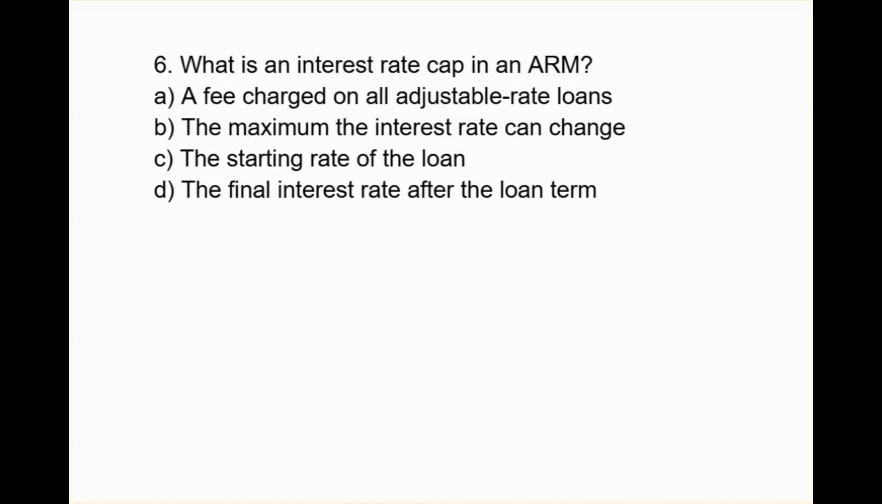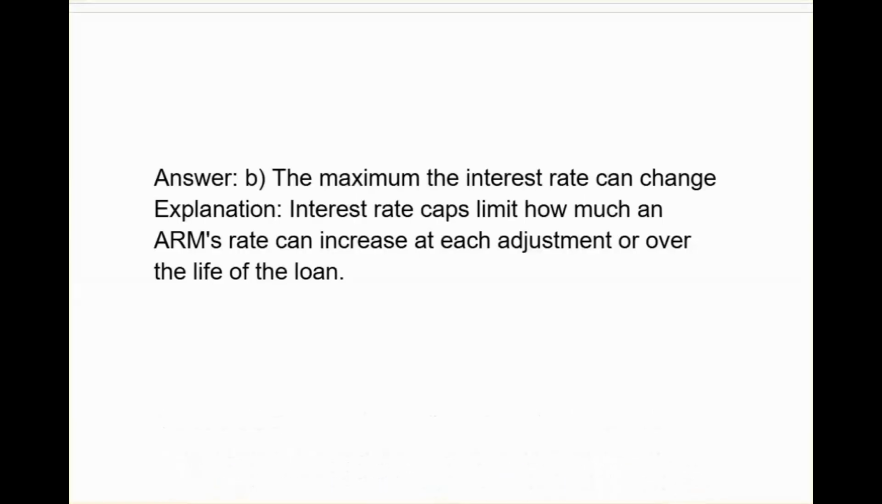What is an interest rate cap in an ARM? A. A fee charged on adjustable rate loans. B. The maximum the interest rate can change. C. The starting rate of a loan. D. The final interest rate after the loan term. B. The maximum the interest rate can change. Explanation: interest rate caps limit how much an ARM's rate can increase at each adjustment or over the life of the loan.